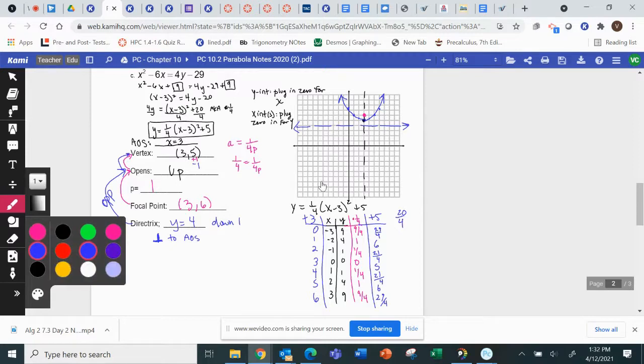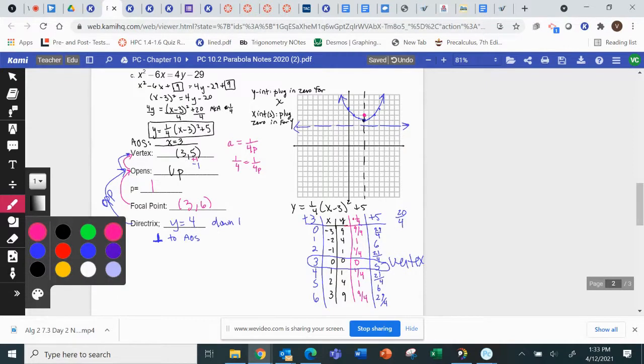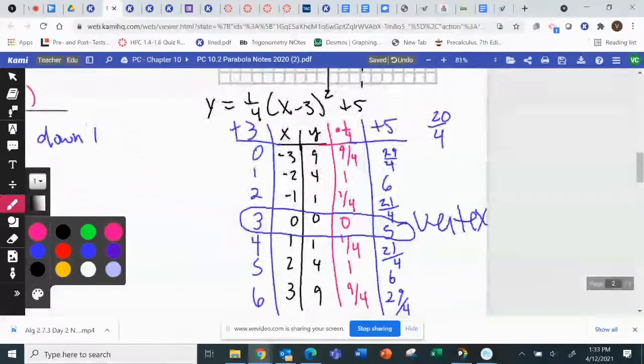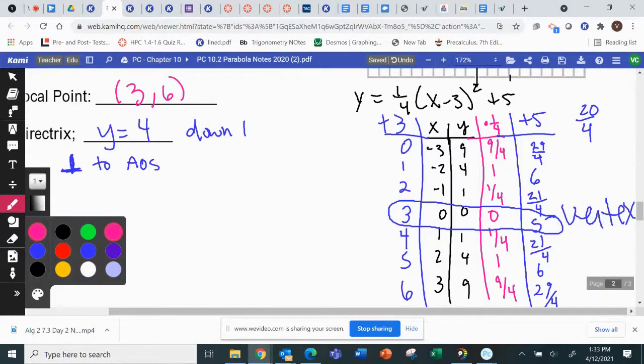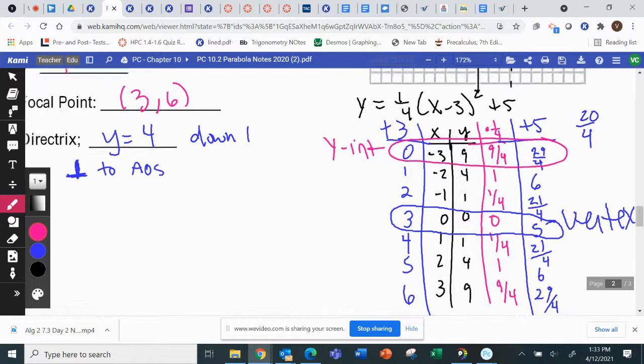The y-intercept. Anybody see it in the table? Here's my vertex. Anybody see the y-intercept in the table? Brady, do you see it? I can zoom in. Where's the y-intercept in the table? Plug in 0 for x. 0, 29. Yeah. So there's your y-intercept. So I did get that, even though I didn't actually try to find it. I did find it.